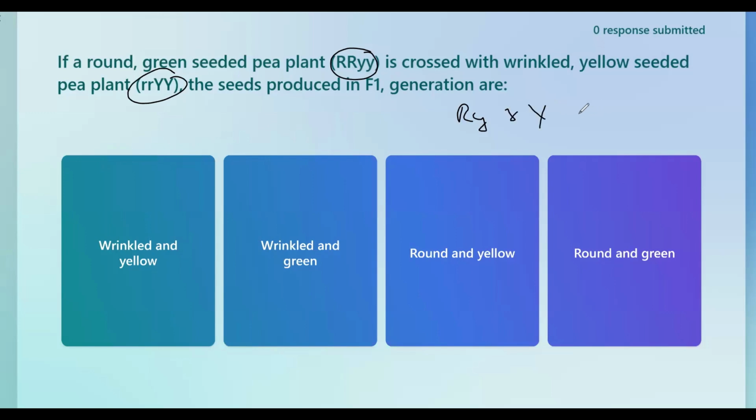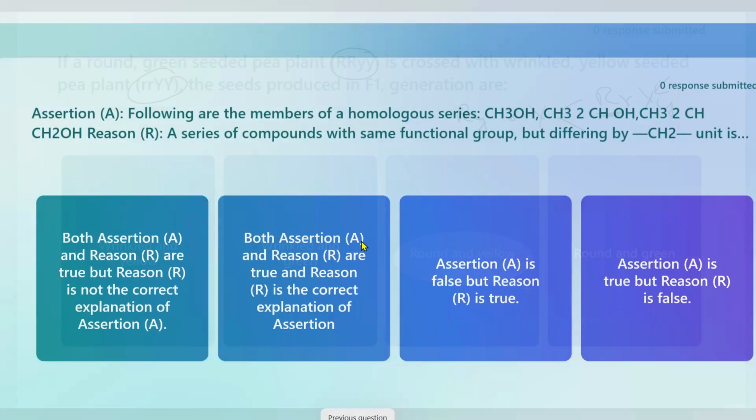And on recombination, we can say that the gametes so formed will be capital R paired with small r and capital Y with small y, where capital R is a dominant character, so it should be round. Since yellow is dominant and green is recessive, therefore it should be round and yellow. So the round and yellow option you can see is there, that is the correct one.